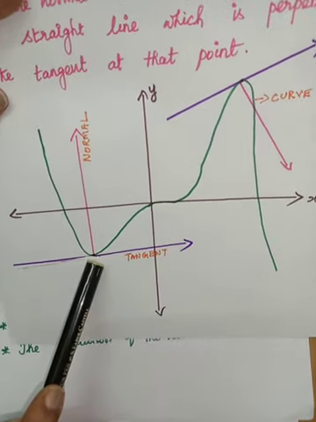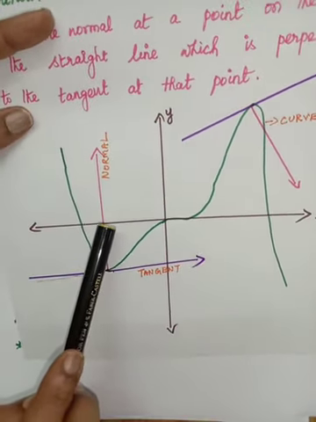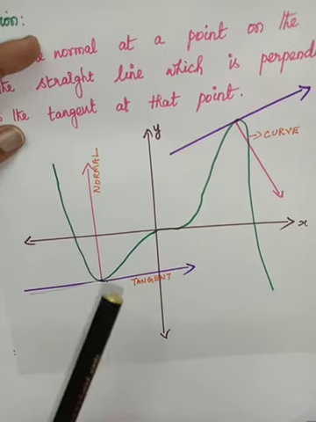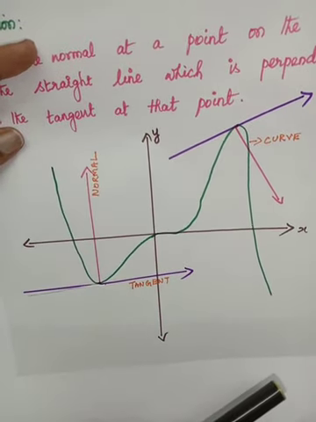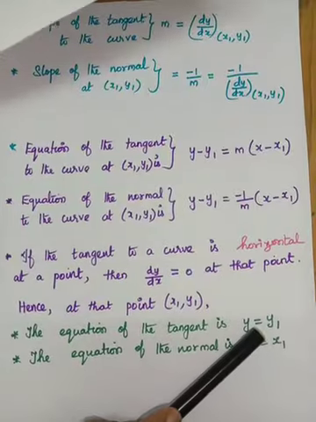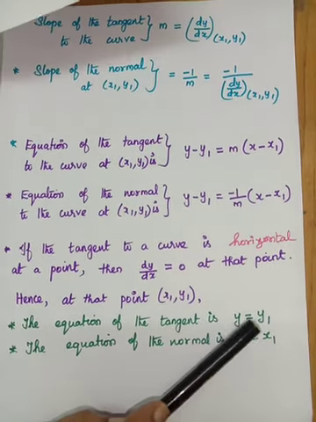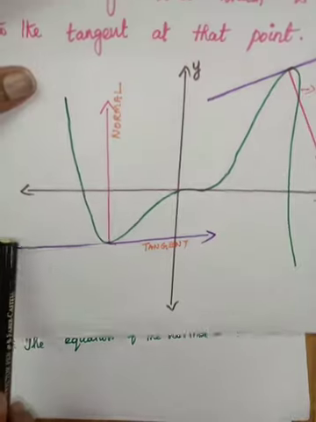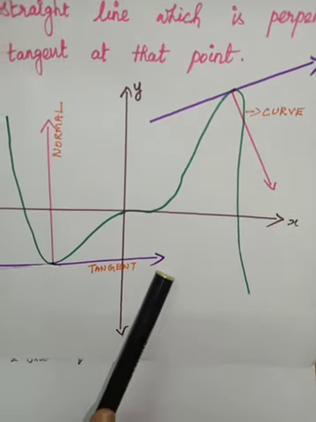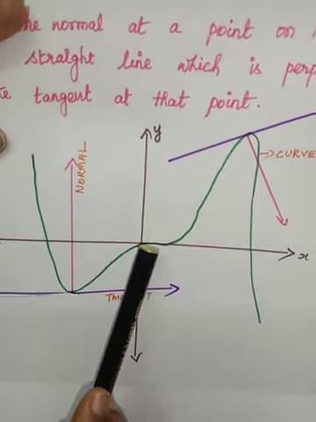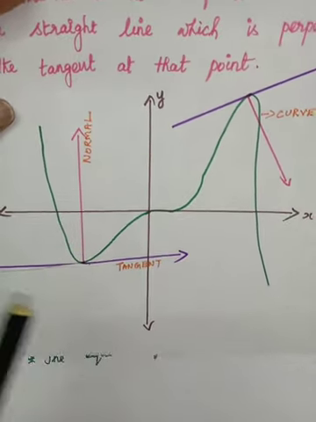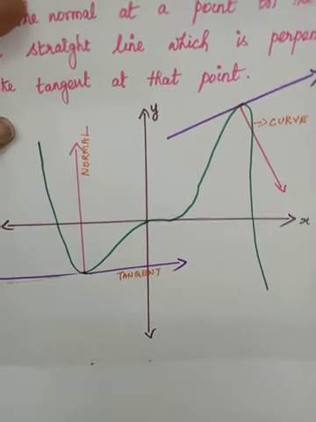So, any line which is parallel to x-axis has an equation y is equal to some constant. Here our constant is y1. So the equation of the tangent is y is equal to y1 when the tangent is horizontal because it is parallel to x-axis.